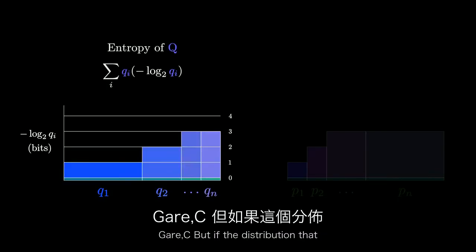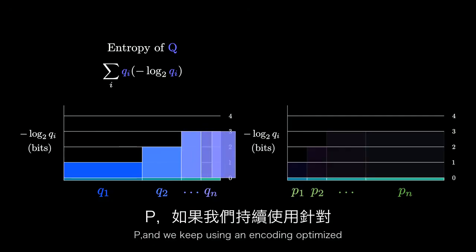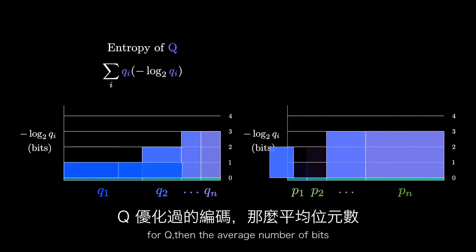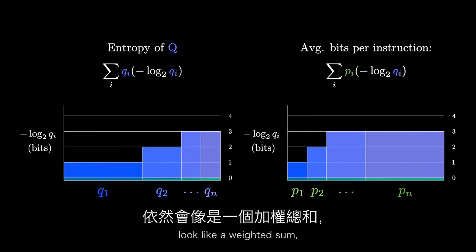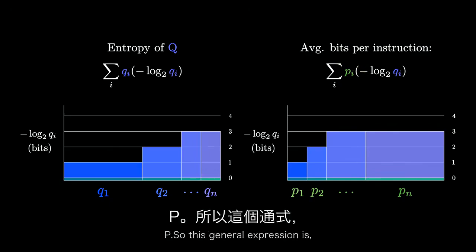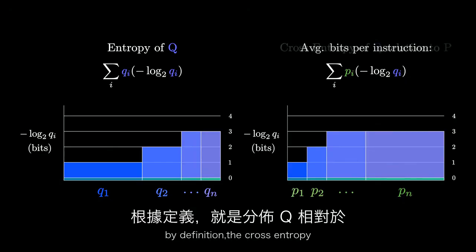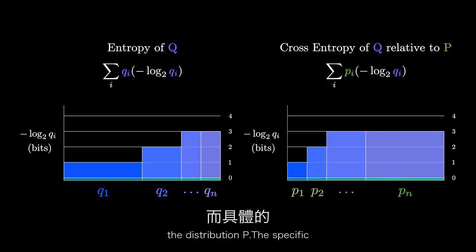But if the distribution that arises in practice is something else, P, and we keep using an encoding optimized for Q, then the average number of bits used per instruction would still look like a weighted sum, but now the weights are these new probabilities, P. So this general expression is, by definition, the cross-entropy of the distribution Q relative to the distribution P.